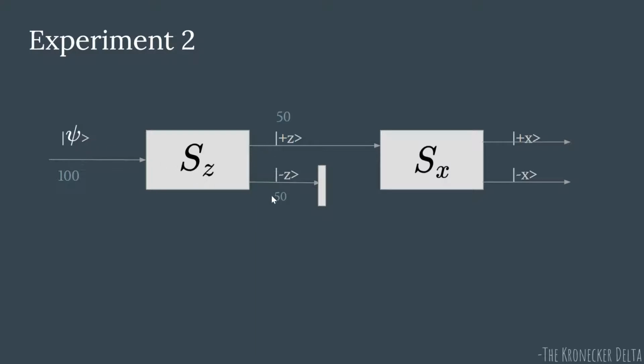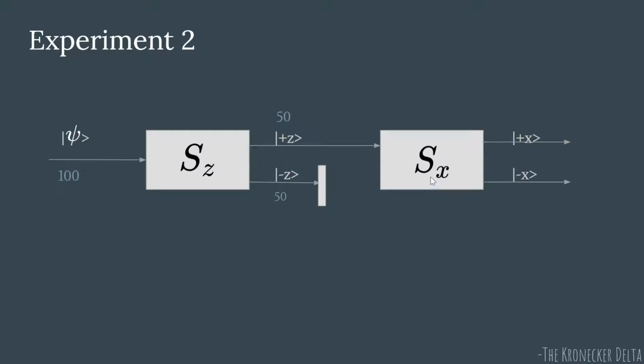We get two possible outcomes of this measurement, plus Z and minus Z. Suppose you have 100 atoms, the proportion is just 50%, and here also 50%. Now you're measuring Sx, which is not Sz. So you're performing an altogether different measurement here.